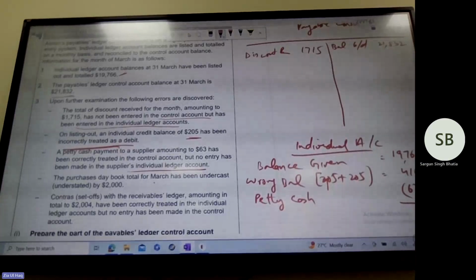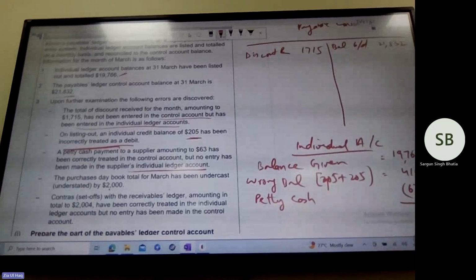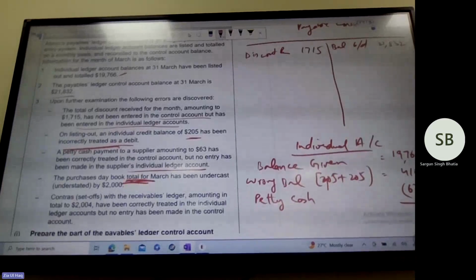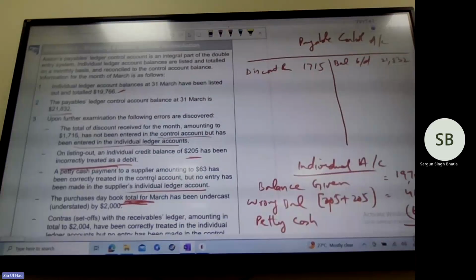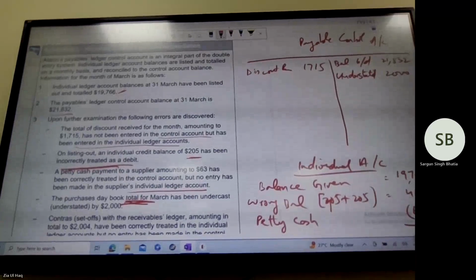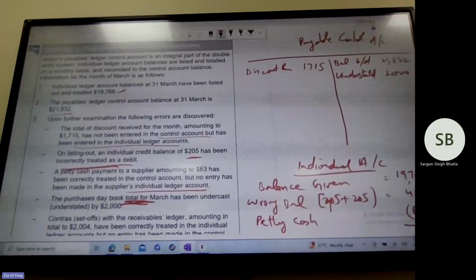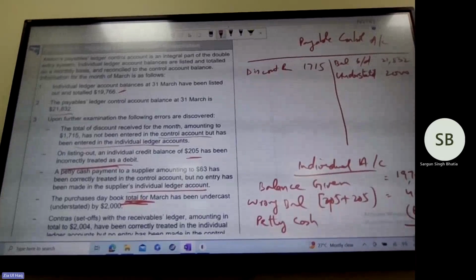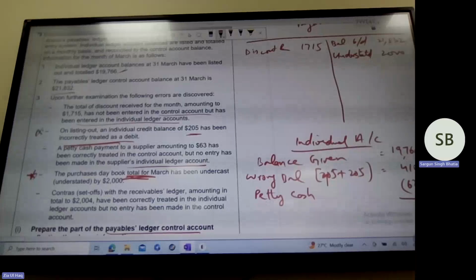Okay, the purchase day book total for March has been understated by 2000. Purchase day book total, either it relates to the individual or the control account. Total means the control account. The control account has been understated by 2000. This means we need to record this 2000 here. The payable ledger is normally a credit balance. If it is understated by 2000, this means we need to record 2000 more balance where its nature is credit. Can you understand this? This is a little bit tricky. Yes, sir.